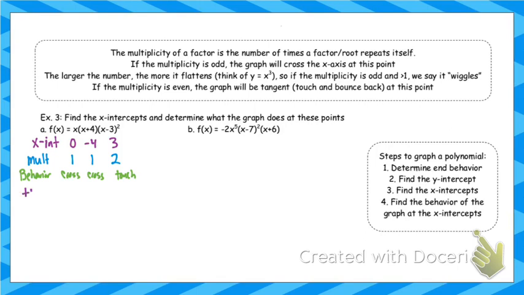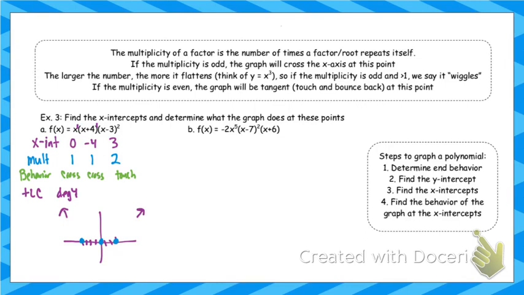This is a positive leading coefficient. The degree, if I add up all those exponents, would be 4, which is even, sorry about that. So if it's a positive leading coefficient and even degree, that means I'm going to be up and up. All right, so now I'm going to mark my intercepts. So this graph is going to have an intercept at 0, at -4, and at 3.